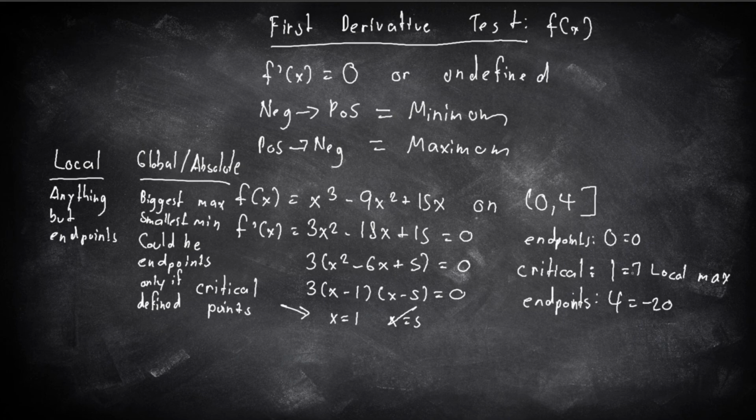So obviously, 7 is the biggest value. So this local max is also a global max. It could be both at the same time. Now this value, negative 20, is the smallest, and this endpoint is defined. So this is going to be a global min. And the one at 0 is not anything, so it's nothing. And that's basically how you find maxes and mins and determine which type they are.